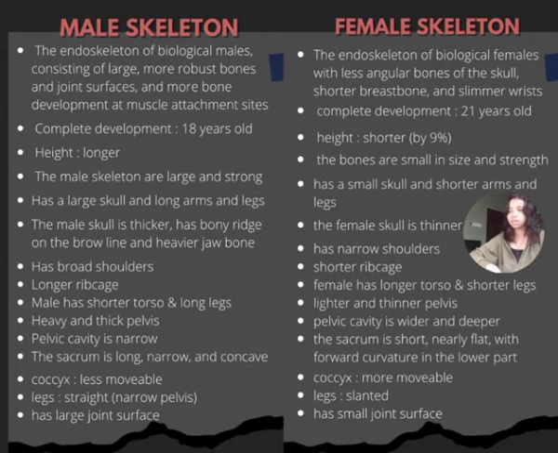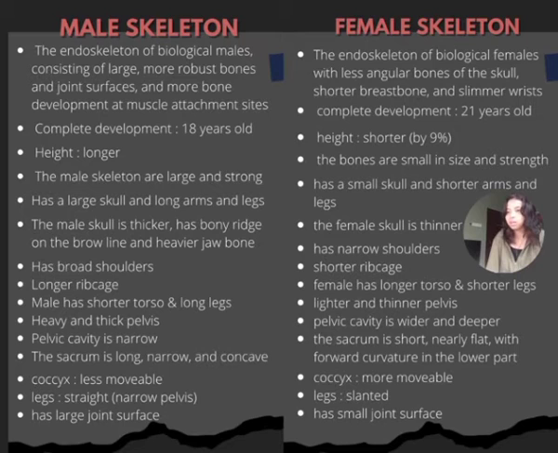The male skeleton has a longer rib cage. The female skeleton has a shorter rib cage. The male has a shorter torso but long legs. The female has a longer torso but shorter legs. The pelvis of a male skeleton is heavier and thicker, whereas the female is lighter and thinner. The pelvic cavity for a male skeleton is narrow, whereas the female skeleton's pelvic cavity is wider and deeper.